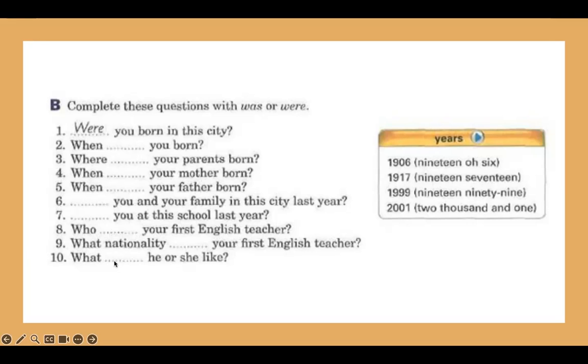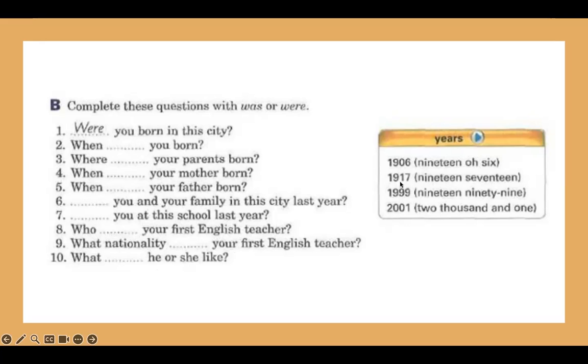What was he or she like? ¿Saben qué quiere decir acá? What was he or she like? Do you know? ¿Cómo? ¿Qué hizo? Ajá. ¿Cómo? Yes. ¿Cómo era él o ella? Right? Okay. ¿Cómo era? ¿Cómo se podemos decir? Cuando queremos preguntar cómo era, what was he or she like, o what does he or she look like, cómo se ve él o ella. Okay, so that's it.